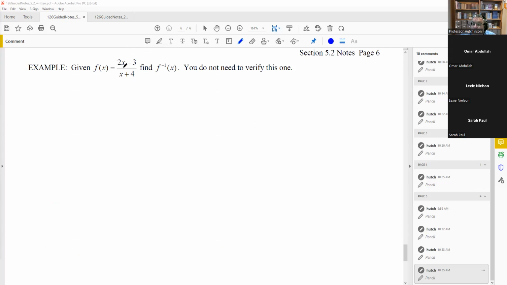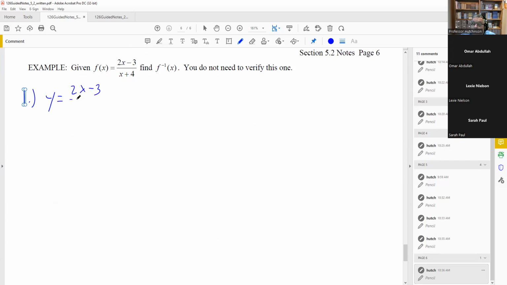Okay, so we have (2x minus 3) over (x plus 4). We're going to find the inverse. So we're still going to do the 3-step process for finding that. First of all, I want to get rid of the f of x and replace it with a y. So we have that.